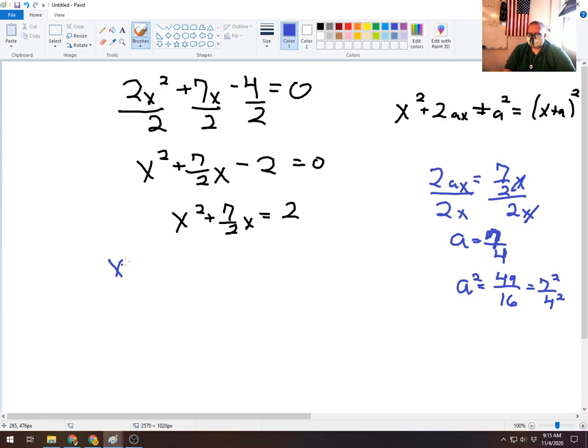So now my new equation is x squared plus 7 over 2 times x plus 49 over 16 equals, on the other side, again, we have to complete the square. You have to add a squared to both sides, because if we do it to one side, we have to do it to the other for the equal sign to remain true. Equals 2 plus 49 over 16.